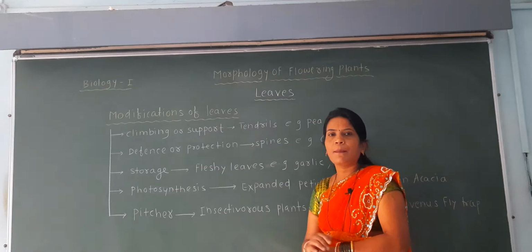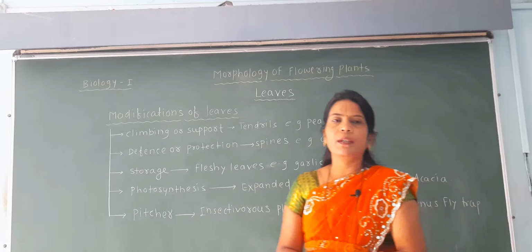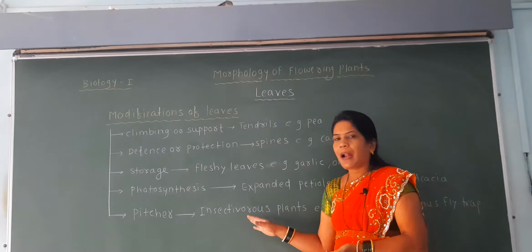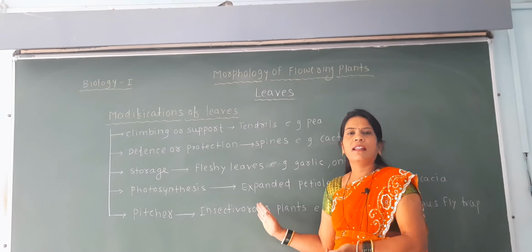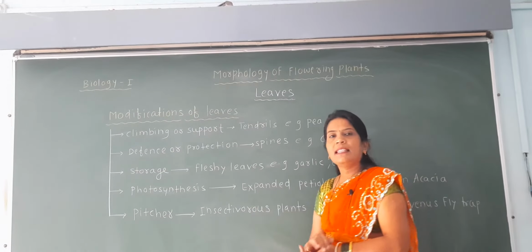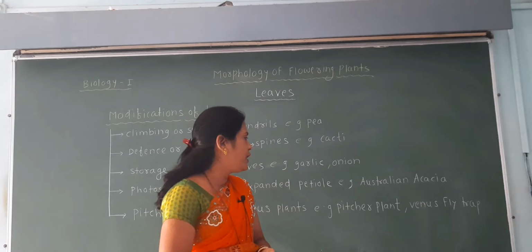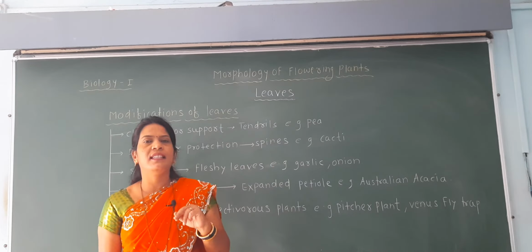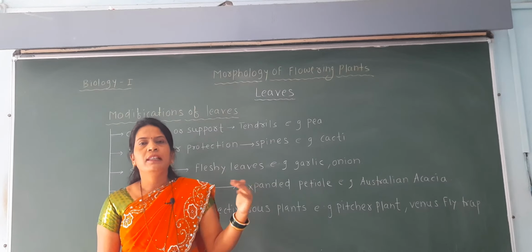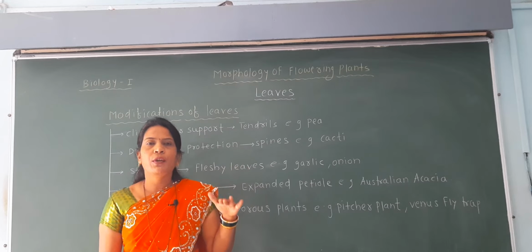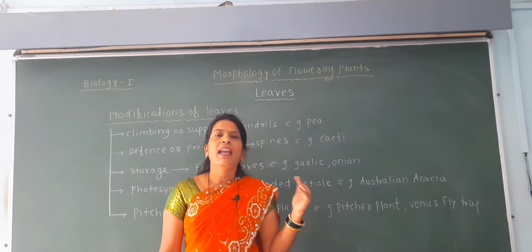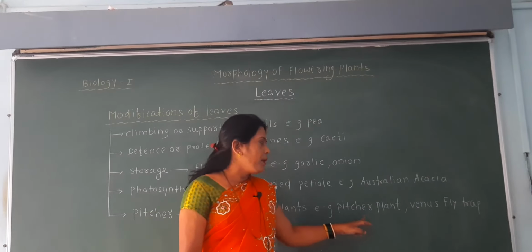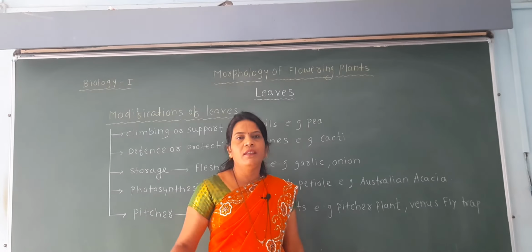And the last example of the modification of leaves is the pitcher, which is mainly found in the plants which eat insects. That's why they are called insectivorous plants. And here you will find that there are two examples mentioned in the NCERT which show the pitcher modification, particularly in insectivorous plants. And here the examples given are the Pitcher plant and the Venus flytrap.